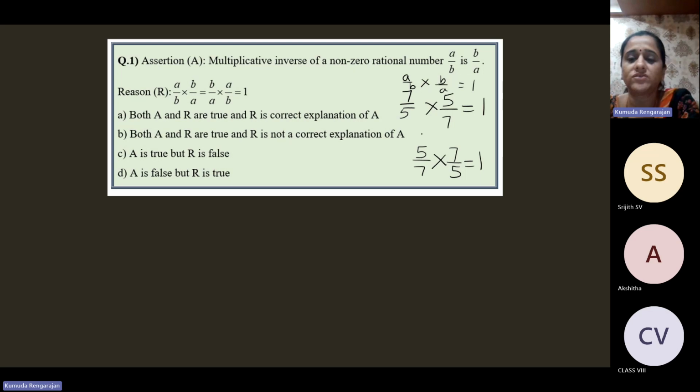And what is this? This is B by A. See, this is B by A. A by B is 7 by 5, and B by A is 5 by 7. Sorry, 5 by 7 is B by A, and 7 by 5 is A by B. So A by B into B by A is the same as B by A into A by B, which is equal to 1. That's what you see here in the reason statement. Yes or no?